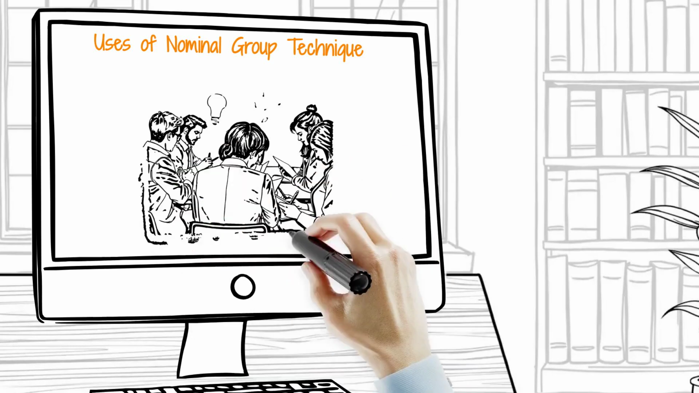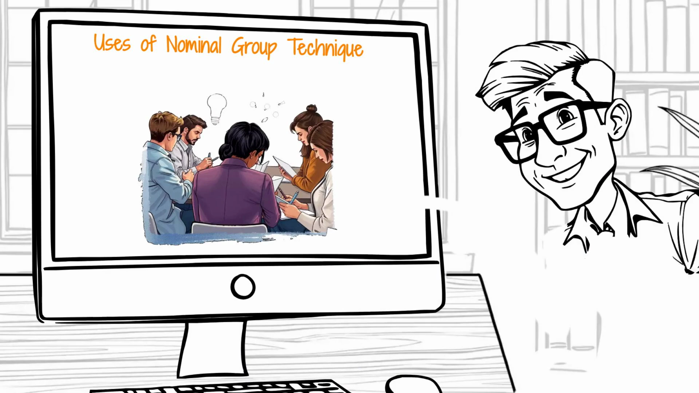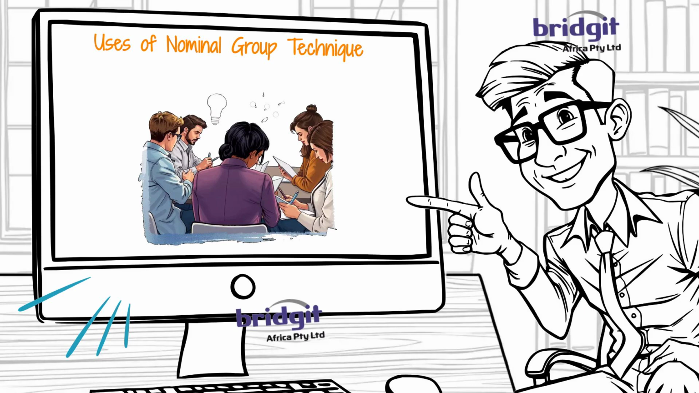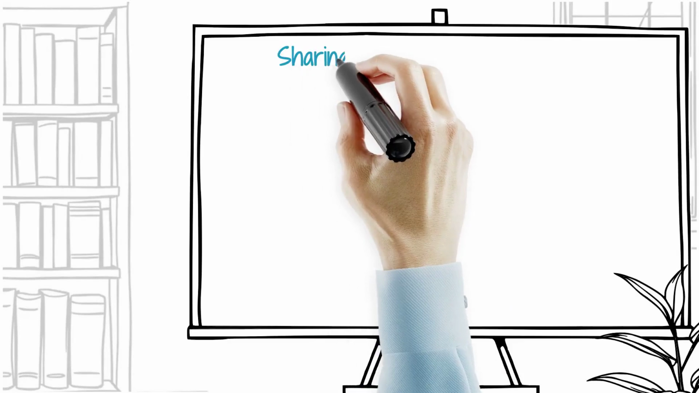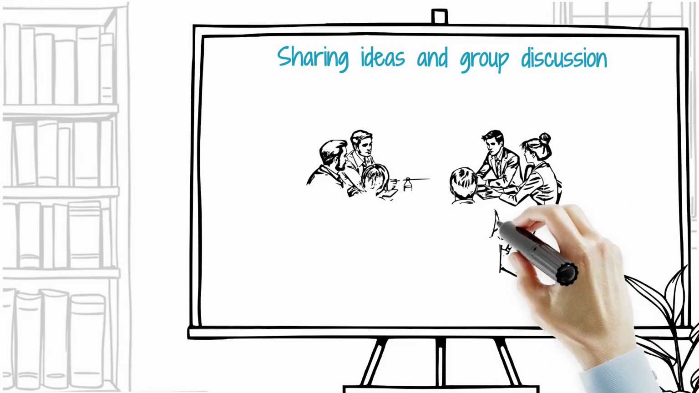Let's break it down. First, each participant writes down their ideas independently. This initial step is crucial as it minimizes the influence of dominant voices and encourages diverse thinking. After this, each idea is shared within the group in a round-robin format. This ensures equal participation and helps surface unique perspectives.